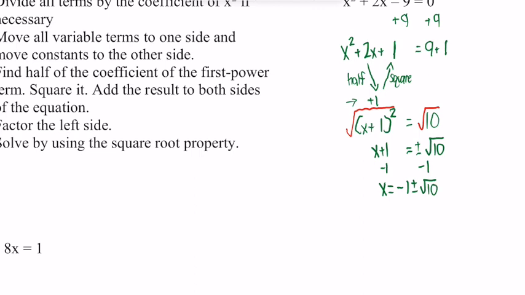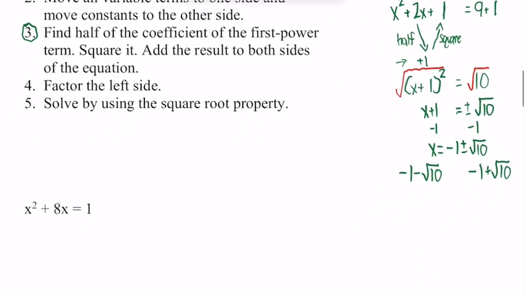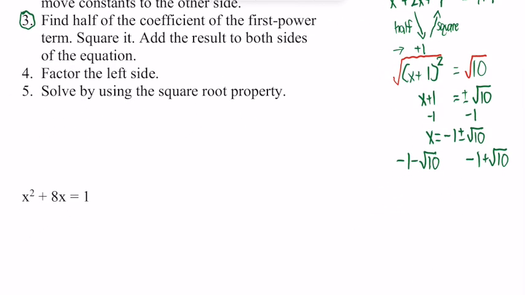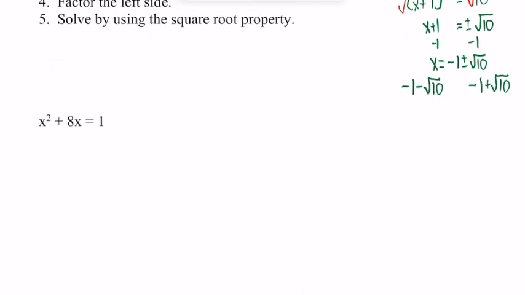If you do want your answers written individually, it would be negative 1 minus the square root of 10 and negative 1 plus the square root of 10. Let's take a look at another example. Here we have x squared plus 8x is equal to 1.